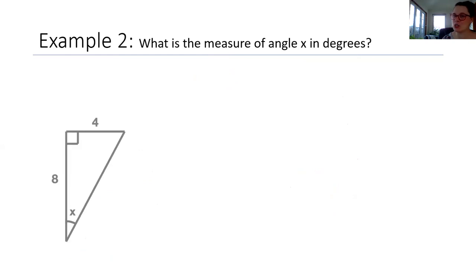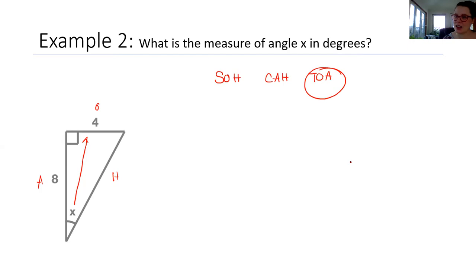Example 2: what's the measure of angle x in degrees? So we've got our lovely triangle here, labeling our sides. We have opposite, we have hypotenuse, and this must be adjacent. Which ratio do we use? If you write this down enough times, you won't forget it. The ratio that uses opposite and adjacent is the tan ratio.